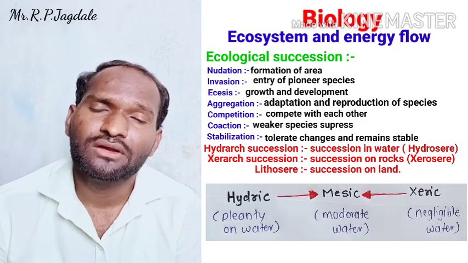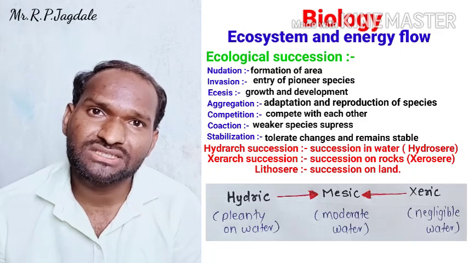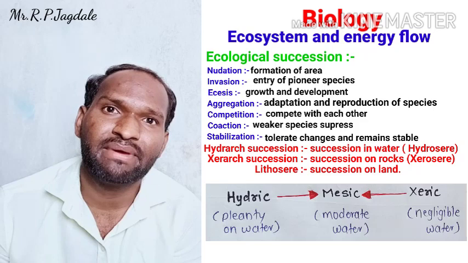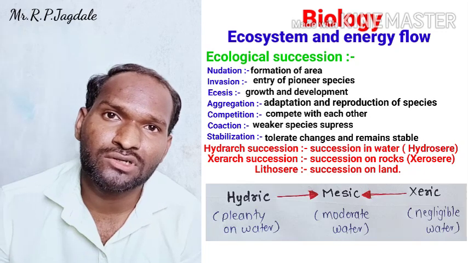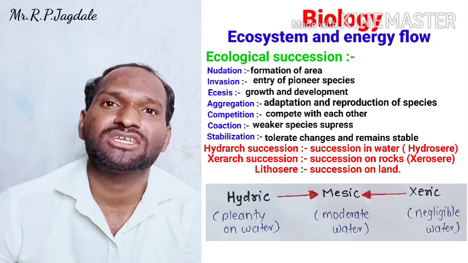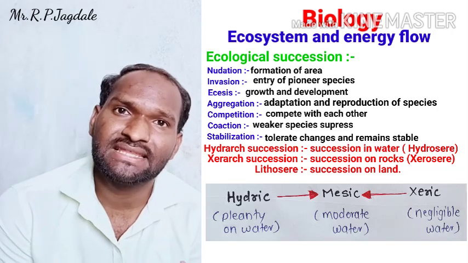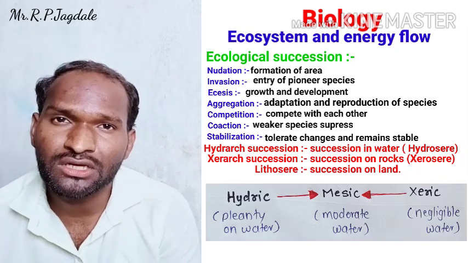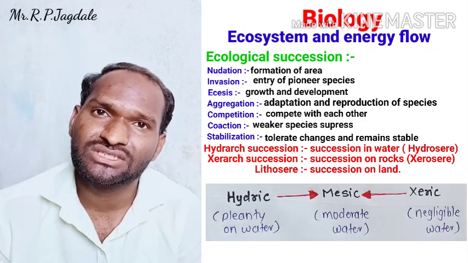Now what is the meaning of that graphical representation? If hydrarch or hydric succession takes place, this succession ends in a climax community, that is the forest. In the watery area, if succession takes place, it ends in the climax community, the forest. And the forest is nothing but the mesic type of condition. And if the succession takes place in the xeric condition, a very dry condition, it also results in the climax community, the forest. And the forest is the mesic condition.